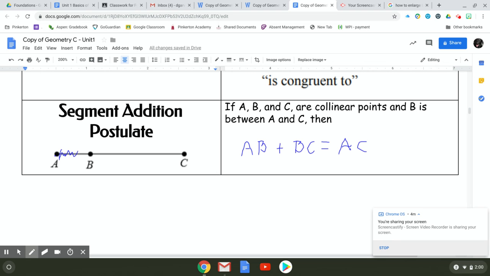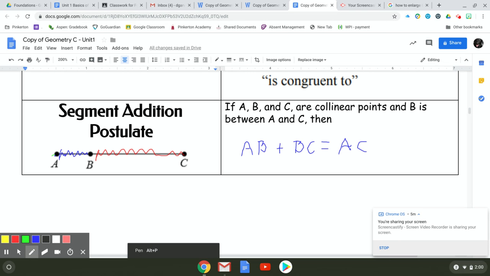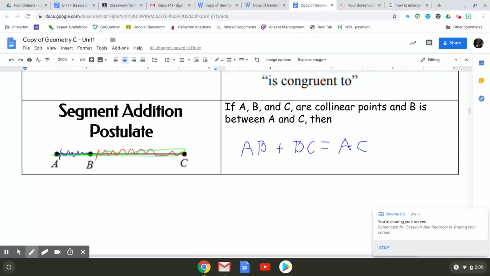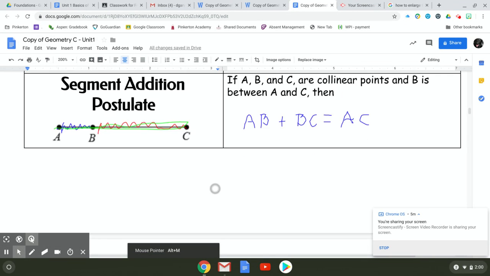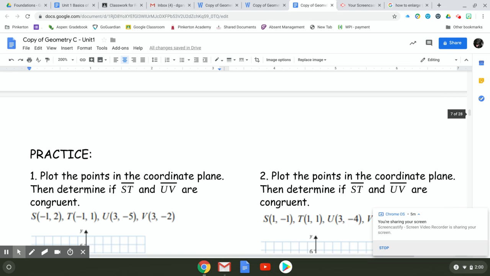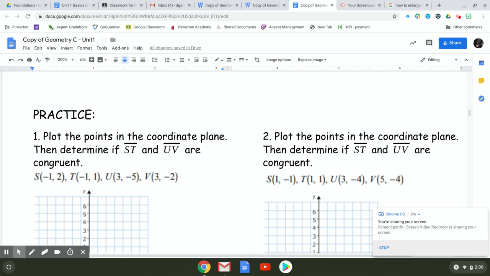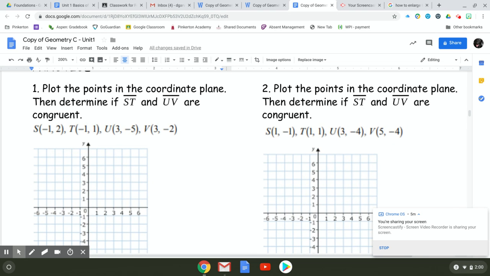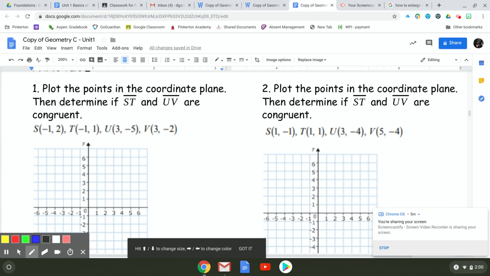And that makes sense, right? If I add this length to this length here, if I add those two together, then obviously I'm going to have the whole length. And that's all the segment addition postulate says. It's really pretty intuitive. So let's just take a look at the first practice one, and then I'm going to let you go ahead and try the rest yourself, but we'll do number one together.